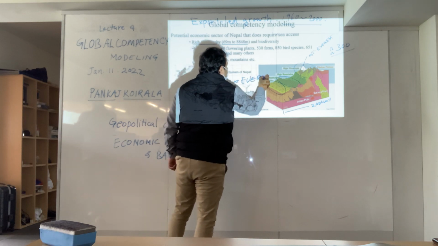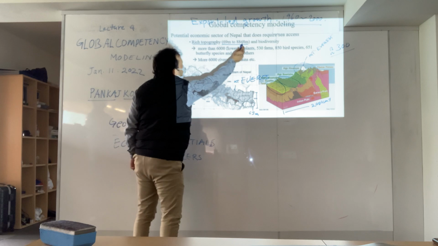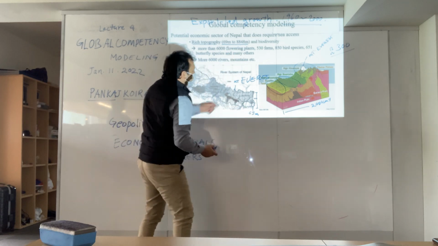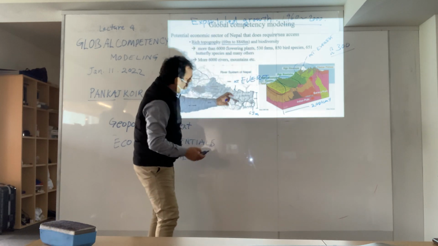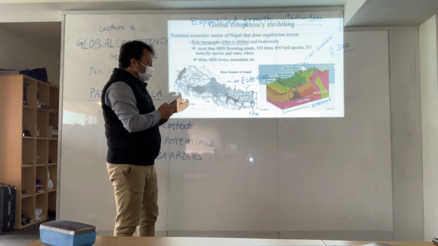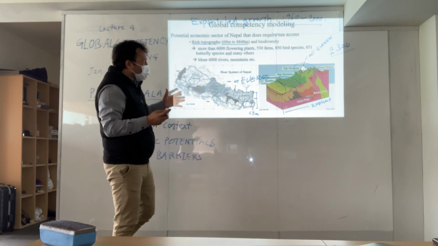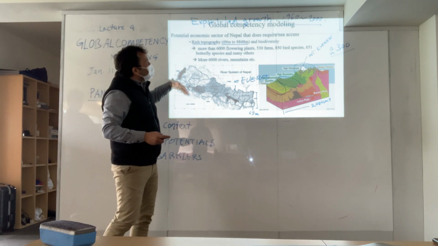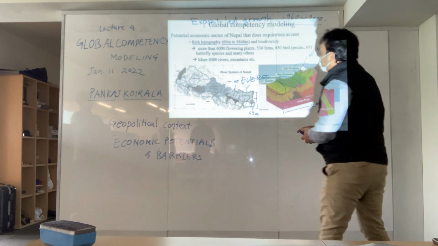No need to film on that side. So this is 8,848 meters. The distance between here and there is nearly 200 kilometers only. So within that, Nepal has this altitudinal difference. And what happens with this kind of altitudinal difference? What does it affect? How does it give the opportunity for Nepal to have a different biodiversity?